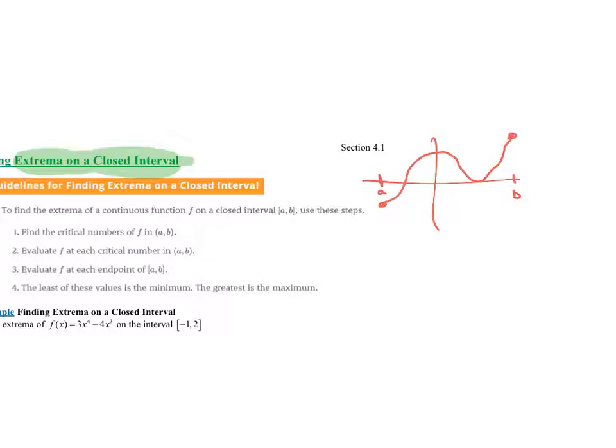At some point in that closed interval, because of the extreme value theorem, you have to reach your highest point and you have to reach your lowest point. So where can those extrema occur? It can happen at the endpoints or it can happen at any of the critical values.